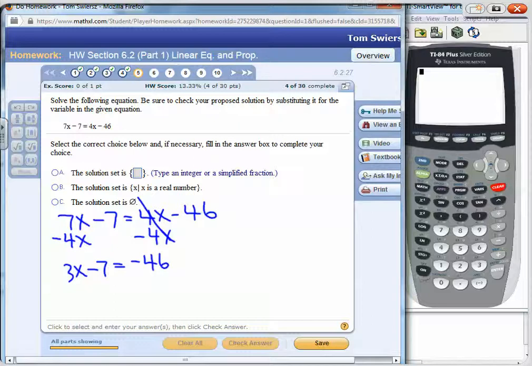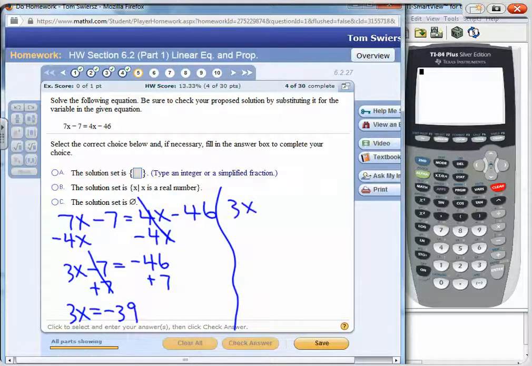And then I'm going to what? To get rid of the minus 7, I'm going to add 7 to both sides. To make that 0, what remains is 3x. A negative 46 plus 7. One number's positive, one number's negative. You can use your calculator if you want. You subtract, and you take the sign of the larger absolute value, which is a negative number. So it's a negative 39.